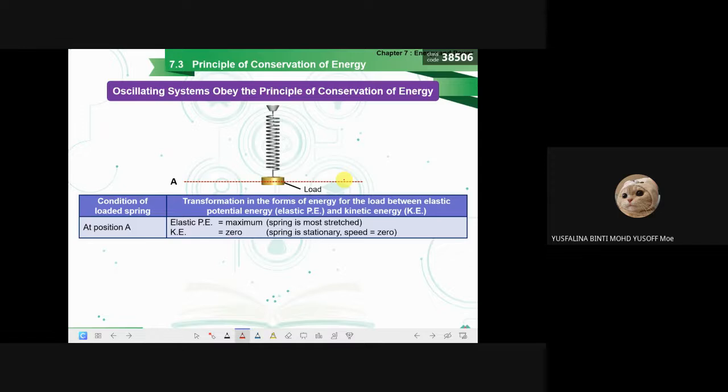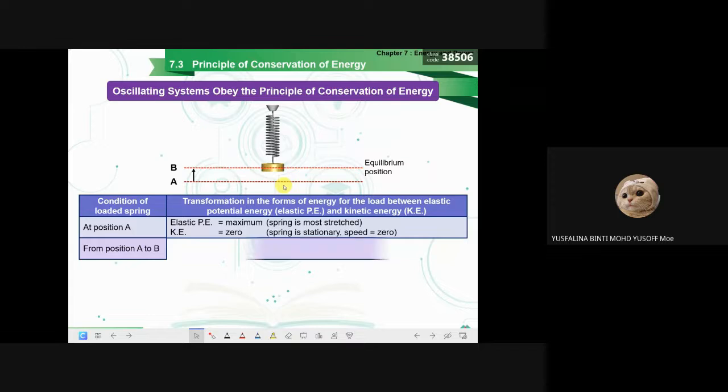If you put the load, it means the spring already has elastic potential energy. So when you put the load, the elastic potential energy here is maximum. The spring is more stretched, but the kinetic energy will be zero because the spring is stationary, it's not moving. So that is position A. Then it moves to position B. Let's say you compress it, then it moves to position B.